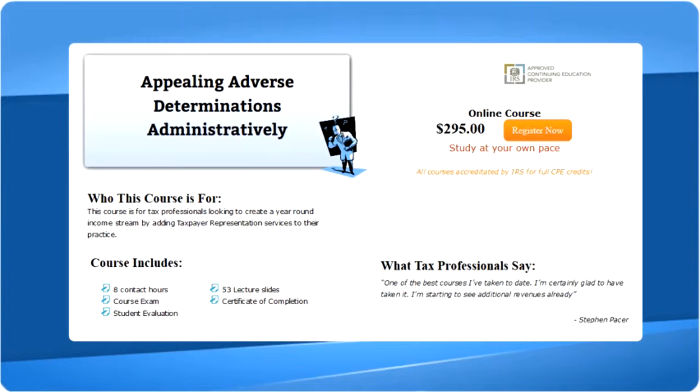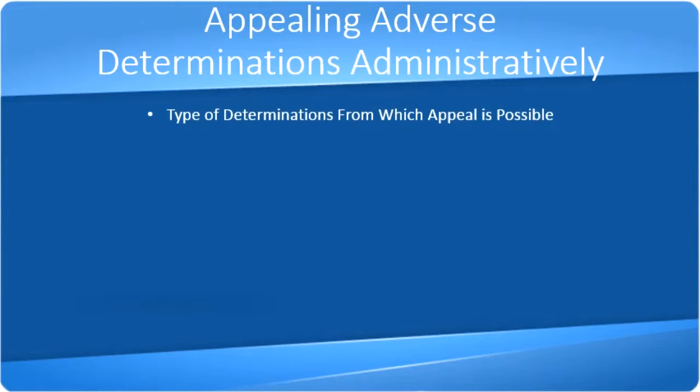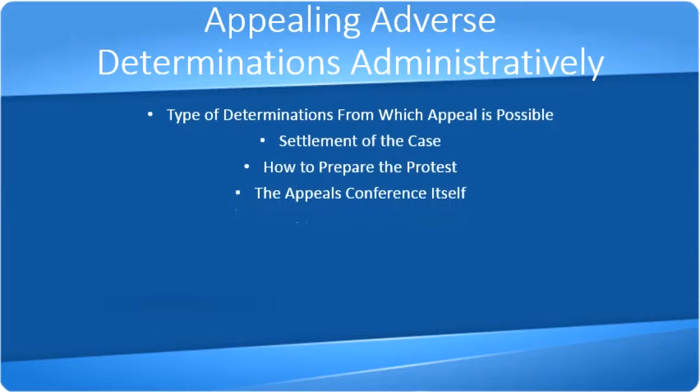Our course, entitled Appealing Adverse Determinations Administratively, provides 8 hours of continuing professional education. In this course, you will learn about such topics as types of determinations from which appeal is possible, settlement of the case, how to prepare the protest, the appeals conference itself, and more. In addition to the core curriculum, we also offer some elective courses that you can take at your leisure.